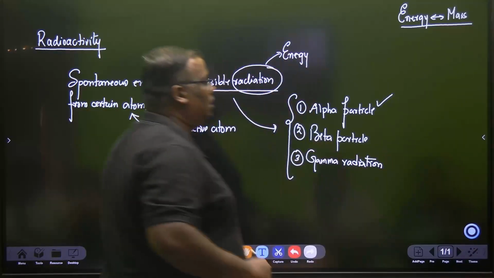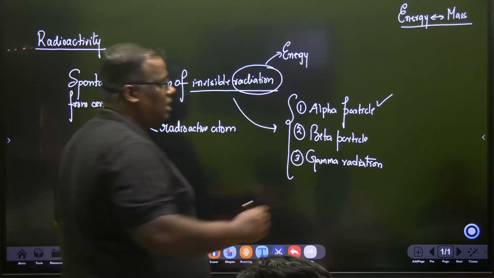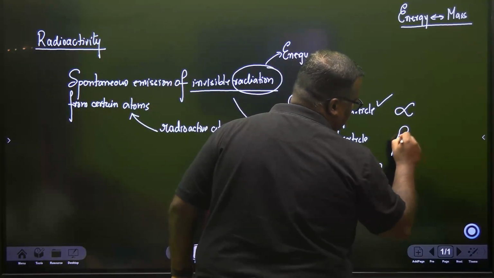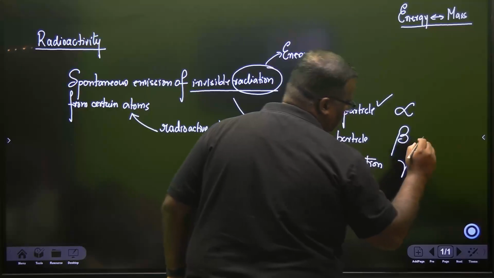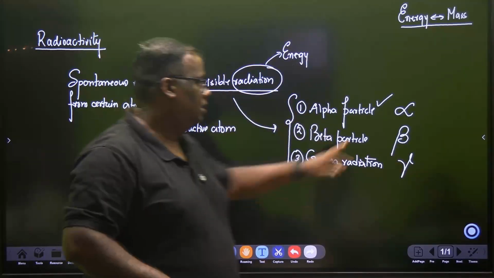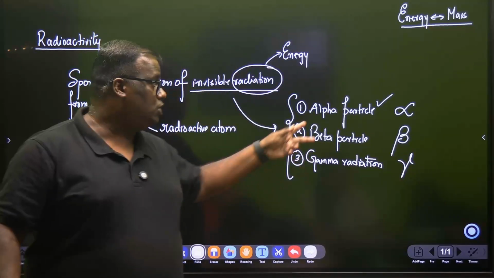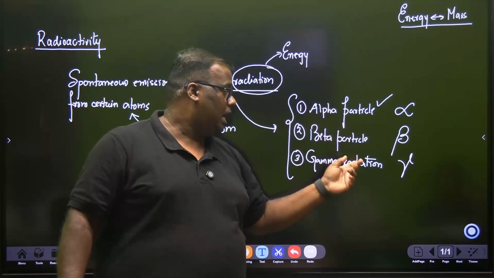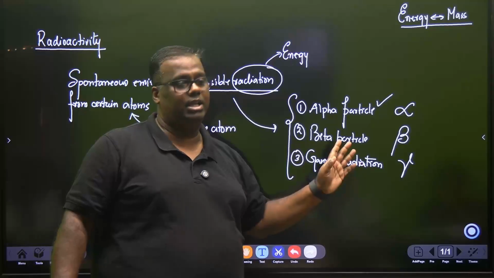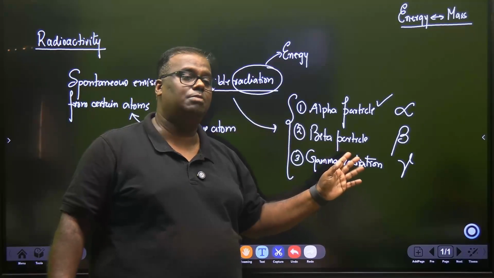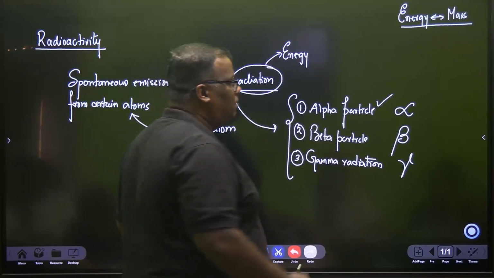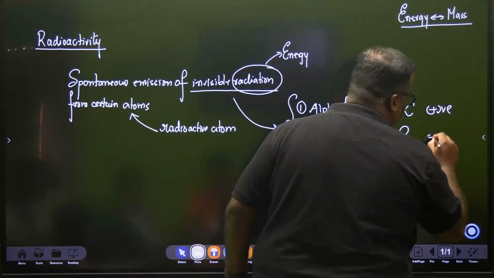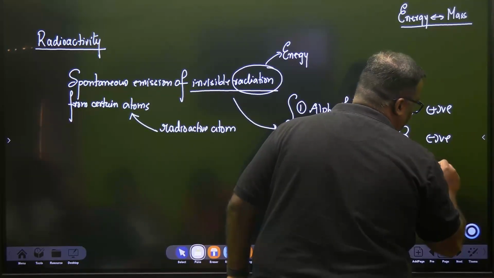Let's understand all these three a little bit. Alpha particle is denoted by the symbol like this. Beta is a B with a long stem, and gamma is written in this manner. Now these two are called particles, and this is only a radiation. Gamma is neutral and gamma is just a radiation. An alpha particle is a positive particle, a beta particle is a negative particle, and gamma is neutral.